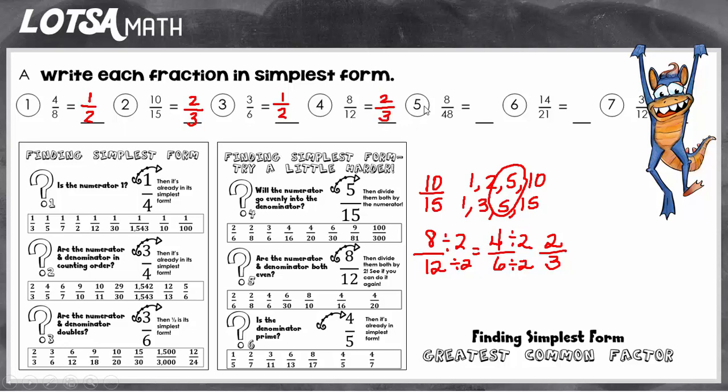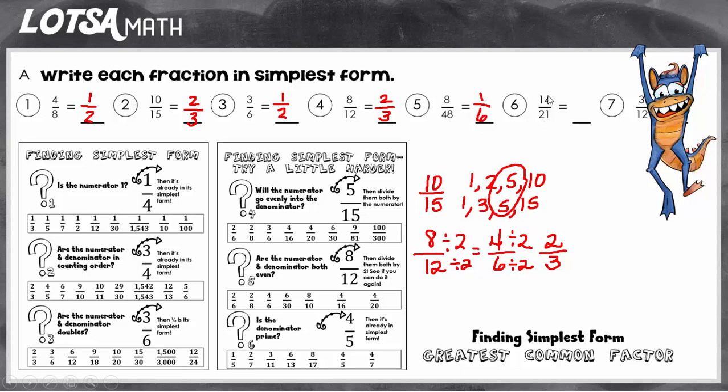Let's look at number 5. We have 8/48. Well, I know that since 8 will go evenly into 48, I can do this rule. Divide them both by the numerator. So 8 divided by 8 is 1, and 48 divided by 8 is 6. So 1/6 is the simplest form.